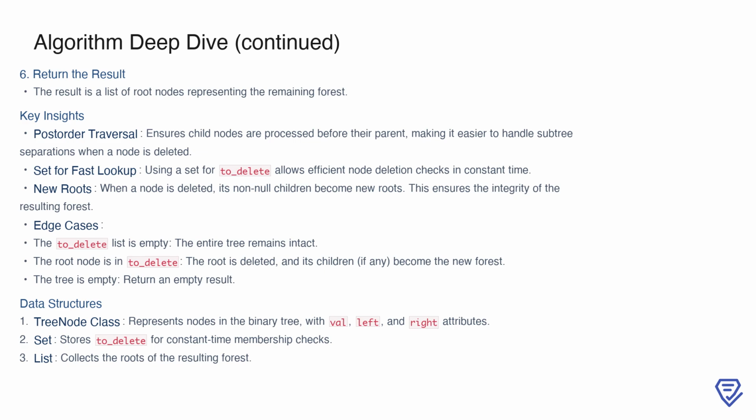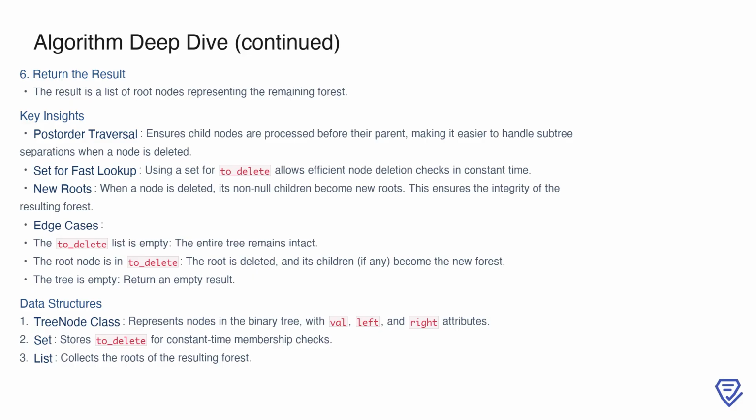The use of a set for the to_delete list ensures constant time membership checks, greatly improving efficiency. When a node is deleted, its non-null children are added as new roots, preserving the integrity of the forest. We also address edge cases such as when the to_delete list is empty, meaning no nodes are deleted and the entire tree remains intact. If the root node is part of the to_delete list, it's removed, and its children, if any, form the new forest.